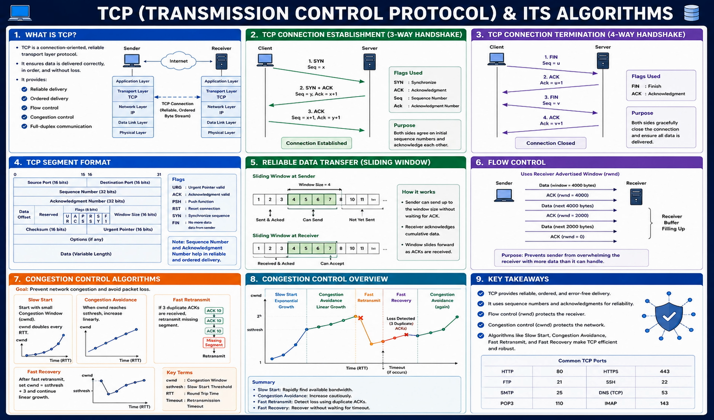TCP continuously adjusts transmission rate to maximize throughput, minimize packet loss, and maintain network stability. This adaptive behavior is one reason TCP scales effectively across the internet.